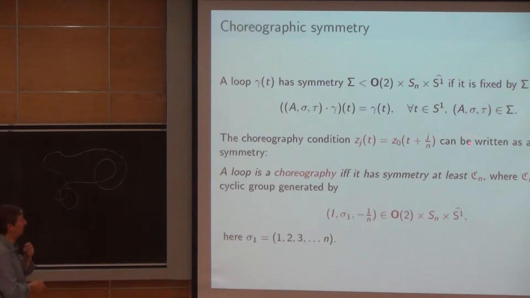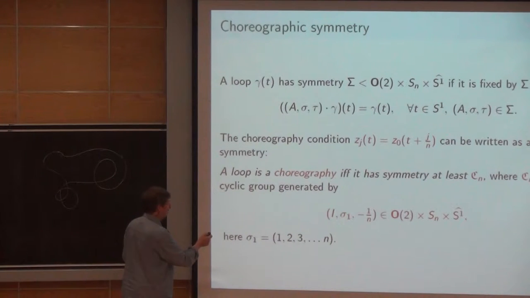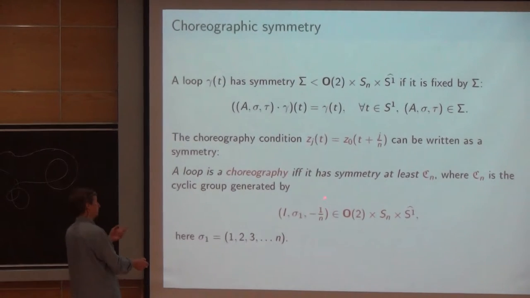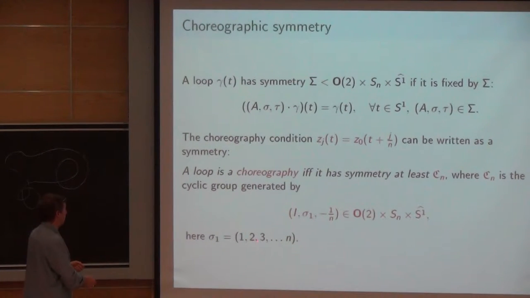So, in particular, the choreography condition can be written as a symmetry like this. Sigma 1 is the notation I use for the cycle 1 to 2 to 3 up to n. So it's fixed by this element, sigma 1 and minus 1 over n, which is the translation in time. That means exactly this condition: z1 of t would be z0 of t minus 1 over n. It acts by the inverse. And sigma 1, as I said, is this permutation. So that group of symmetries is given, because that's the definition of the choreography.